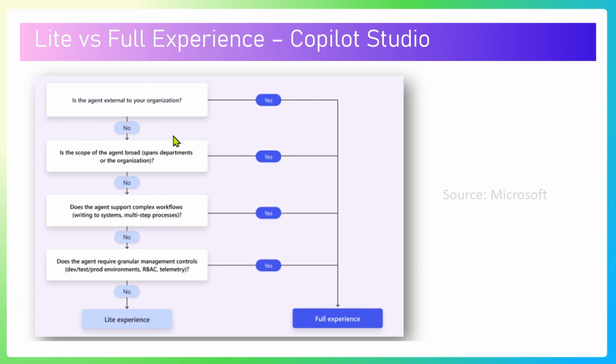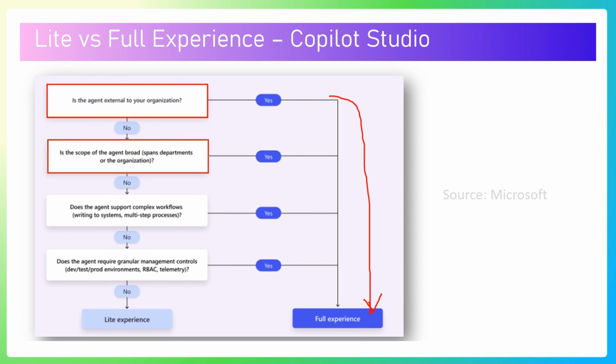Now, if you see this chart, this chart is sourced from Microsoft. The first question you would ask is, is the agent external to the organization? So, is the agent going to be used by external users? If the answer is yes, go directly to the full experience, because in the light experience you don't have the capability to publish to other channels. And if the answer is no, then you check: is the scope of the agent broad, whether it spans departments or the organization? If the answer is yes, it can be built in the full experience.